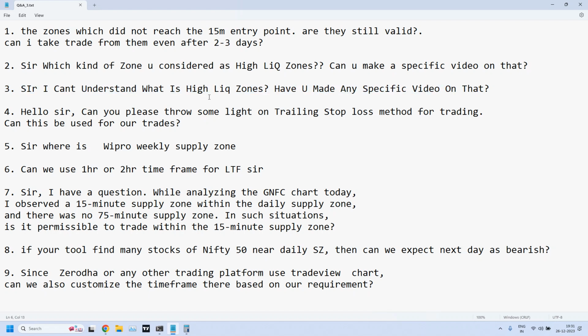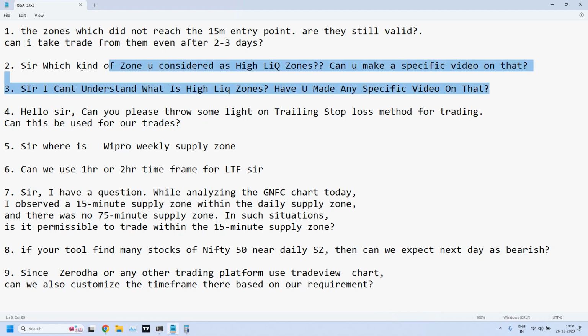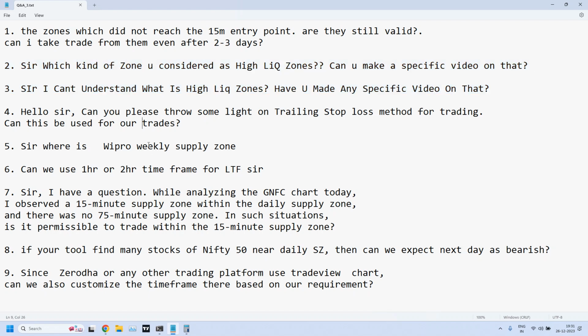I can't understand what high liquidity zones are. Have you made any specific video? I just now answered this question, so for both these questions, the answer is the same. Next question, can you please throw some light on trailing? We already discussed this.